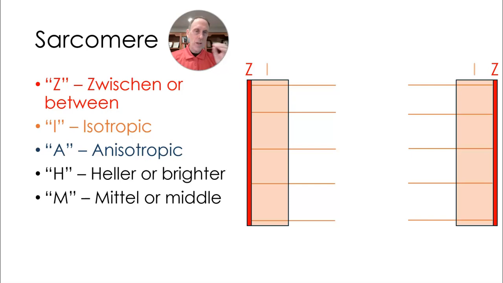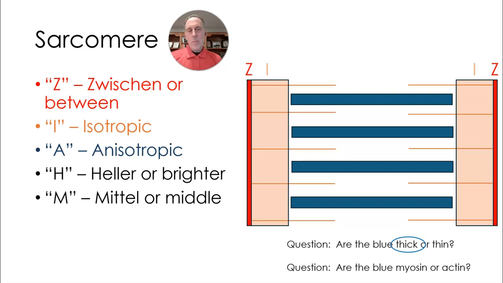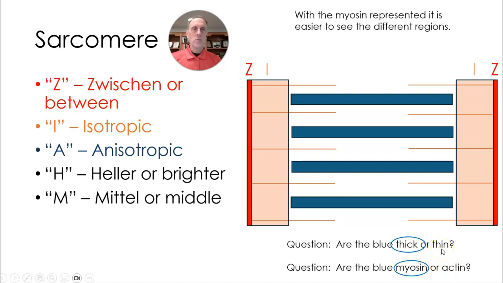So if we look at this again, we have our thin lines. Now we have what look to be thicker lines. With the thicker lines, does that mean they're myosin or actin? Well, if they're thicker, they're going to be myosin. And you know that just from our conversation of thin is actin and thick is myosin. So let's jump into the next one.